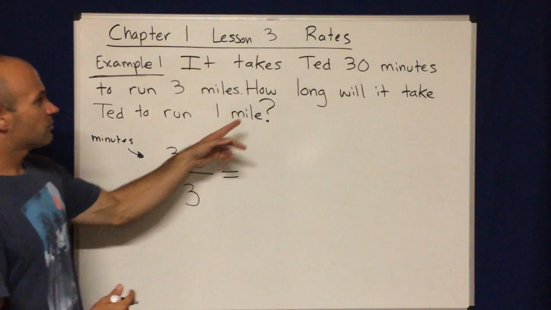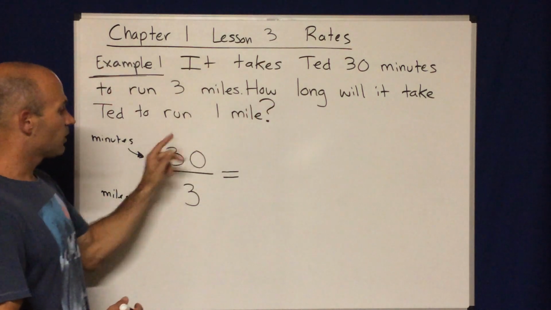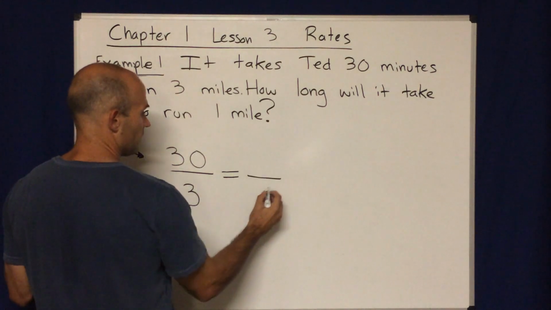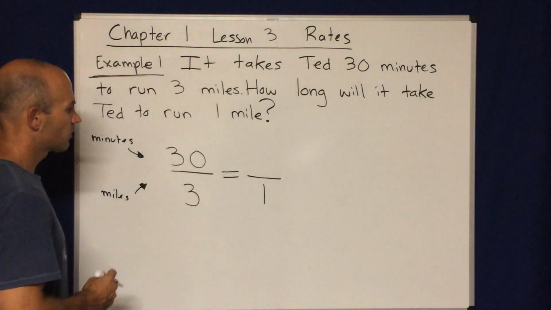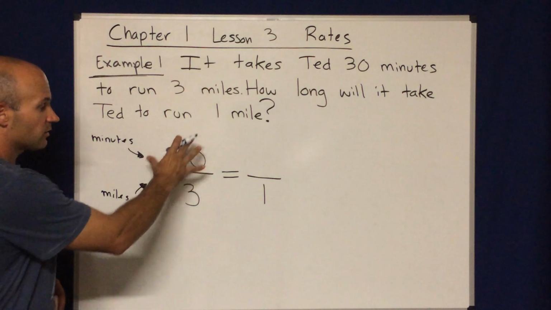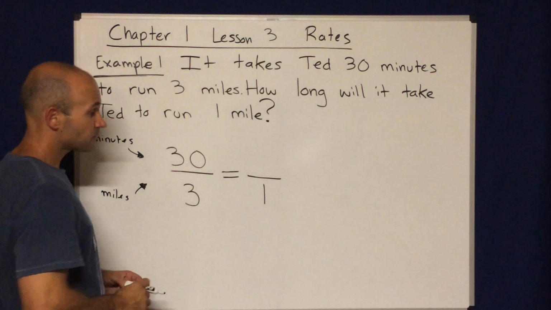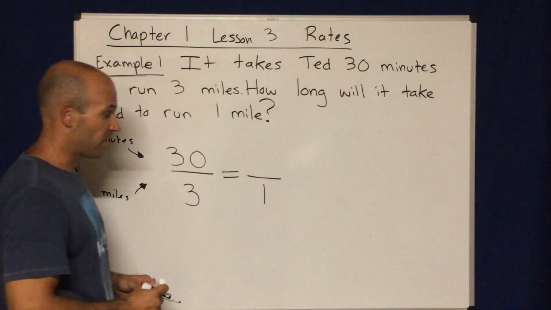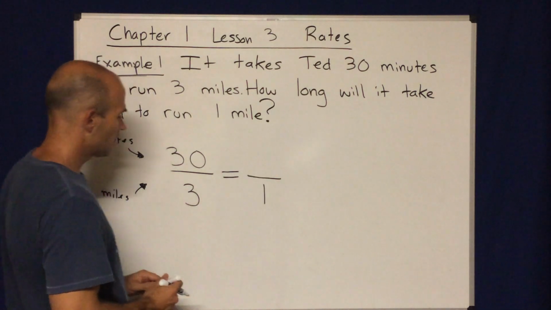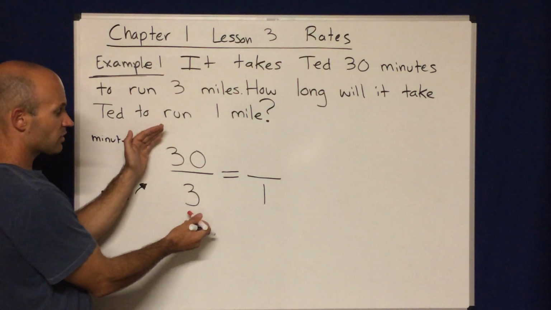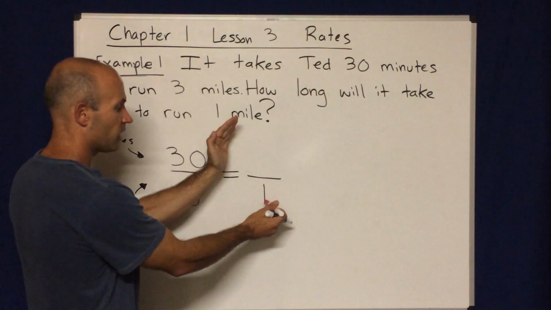Our goal is to figure out how long it will take Ted to run 1 mile. So instead of 3 miles, we want to know how long it takes him to run 1 mile. So I'm going to take this fraction and write it as an equivalent one, where my denominator is 1. That's called a unit rate, where your denominator is 1. And so I just have to think of the operations I could do to a fraction to go from one fraction to an equivalent one.